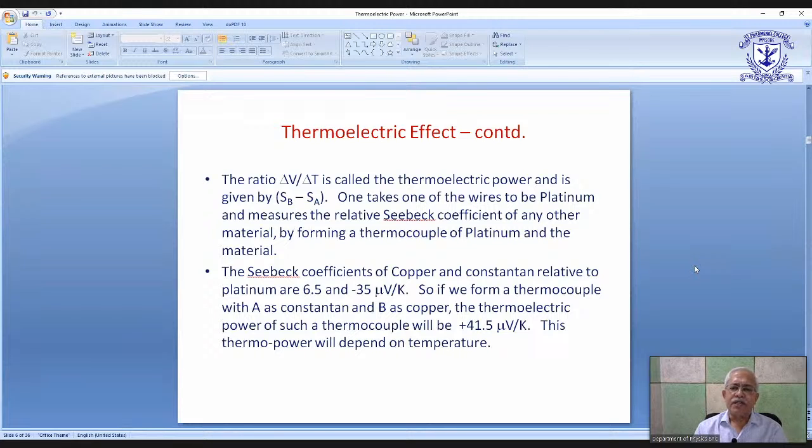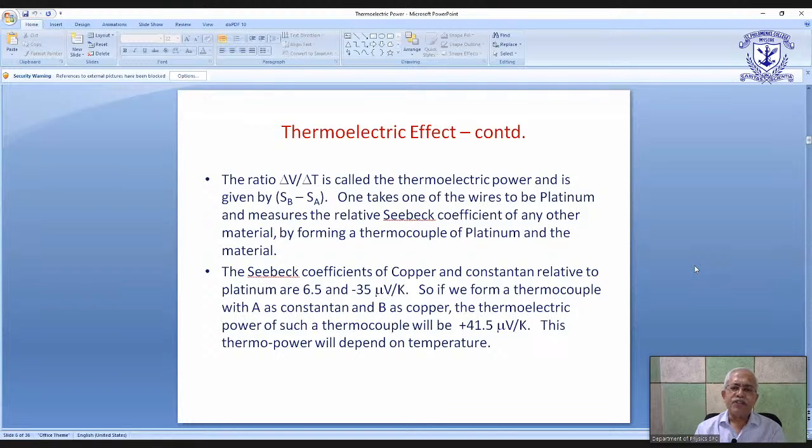Seebeck coefficient of copper and constantan. See, these are materials which are normally used for making thermocouples. So you may make a note of it. Platinum, copper, constantan, chromel, alumel. There are these materials. I'll show you a slide where there are some more materials mentioned. Semiconductors can also be used to make thermocouples. But usually you would have used thermocouples made of metals.